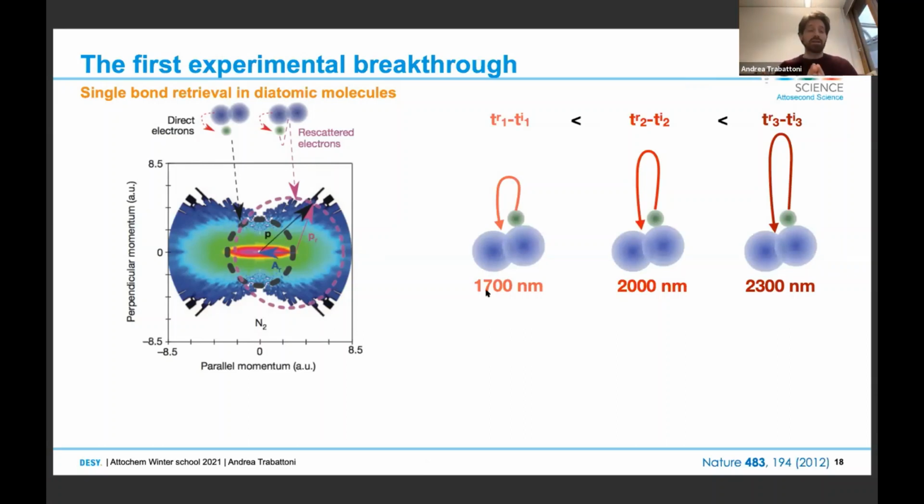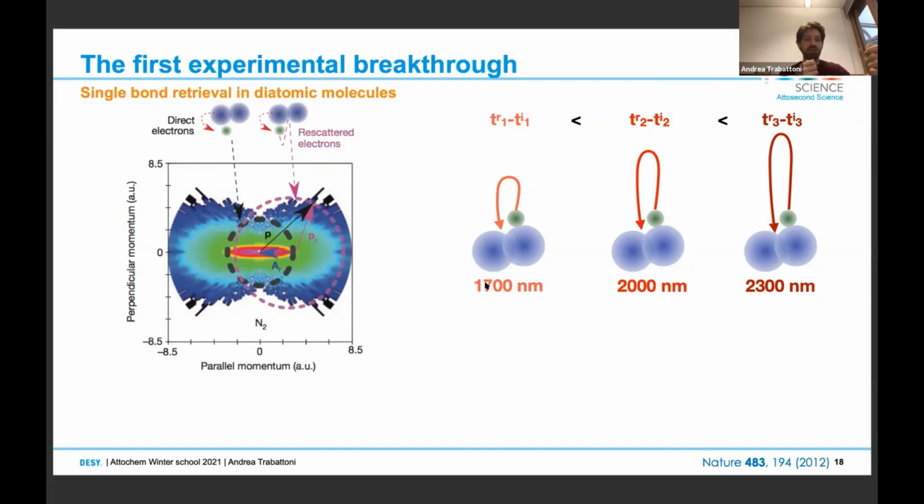And what's happening by scanning the wavelengths? By scanning the wavelengths of your driving field, you are doing a kind of pump-probe experiment, because after photoionization, your electron travels in the field and it recollides at a certain time of rescattering. The time lapse between ionization and rescattering depends on the wavelength and the trajectory of the electron. So let's say that at 1.7 micron, the electron wave packet is revisiting your molecular ion and doing diffraction after 4 femtoseconds with respect to ionization.